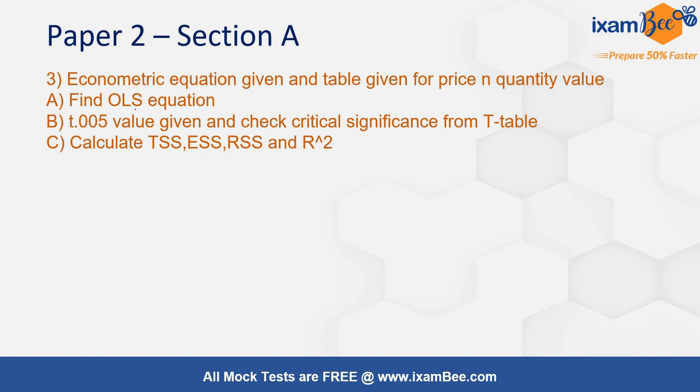Then there was a question on finding the OLS equation. Use normal equations. You were given values for price and quantity. You could simply apply them. Then you had to calculate TSS, ESS, RSS, R square, and check for significance from the T table. Values were given, and you had to check the significance of the hypothesis from the T table, whether you reject it or not reject it.